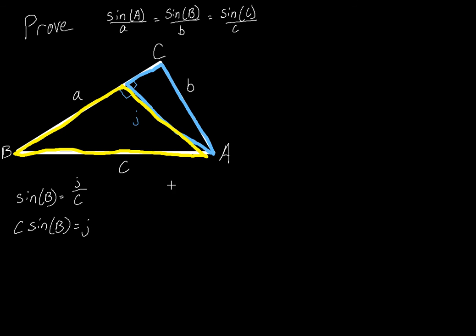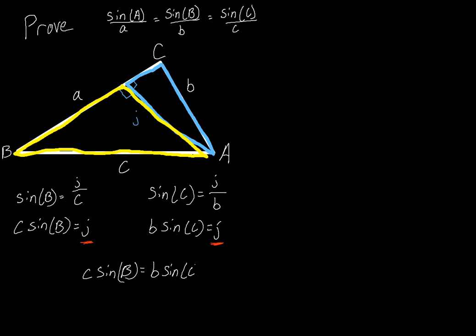And we can do the same thing with the blue triangle. If we choose the sine of big C, well, sine is equal to opposite side J over hypotenuse, B. A little bit of rearranging: B sine of C is equal to J. And just like with the previous slide, these are the same J. They're both that altitude that we dropped from angle A to side A. Which means I can set those equal to each other. C sine of capital B is equal to lowercase b sine of capital C.